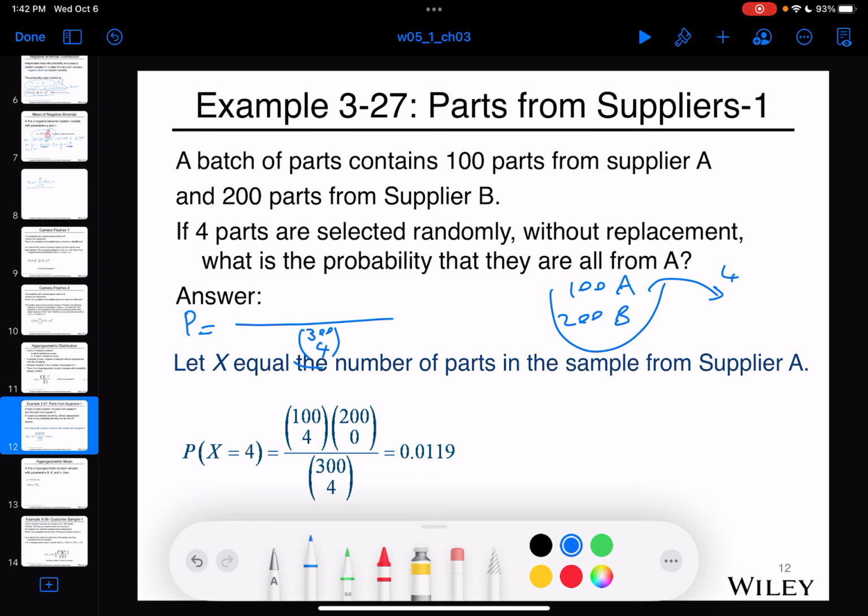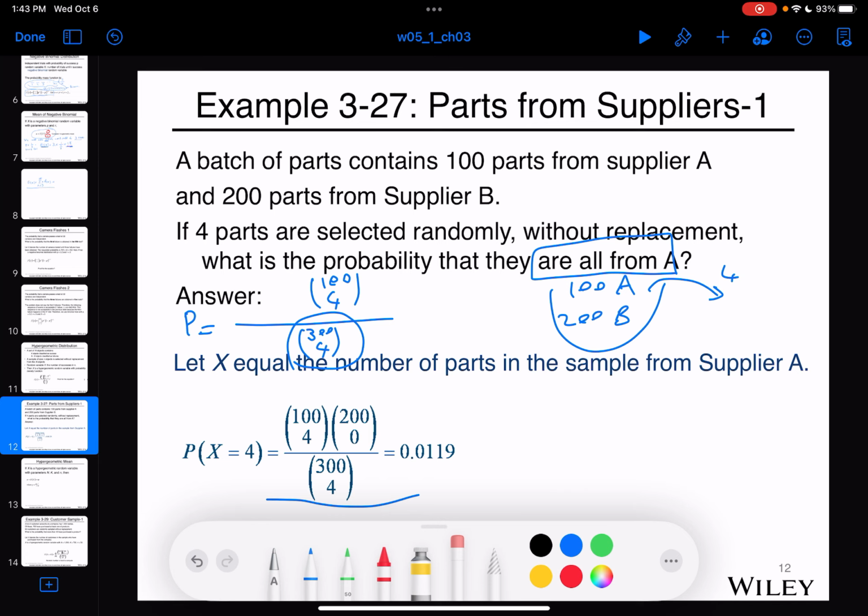So that's the total number of ways I can select 4 parts from these 300 parts. And now what I'm interested in is that I want all of them to be from supplier A. So that means 4 from 100. And that's it. Or we can use the equation and we get the same answer. Any questions?